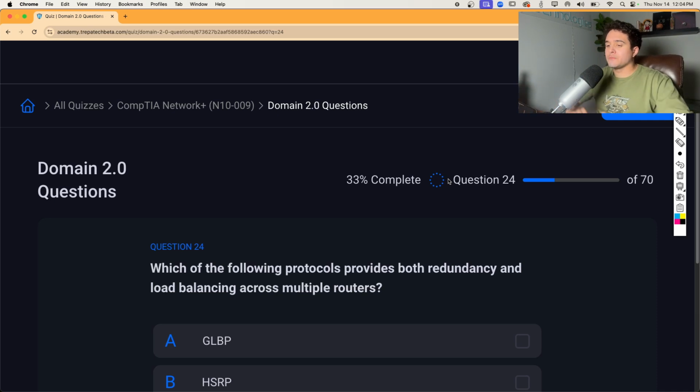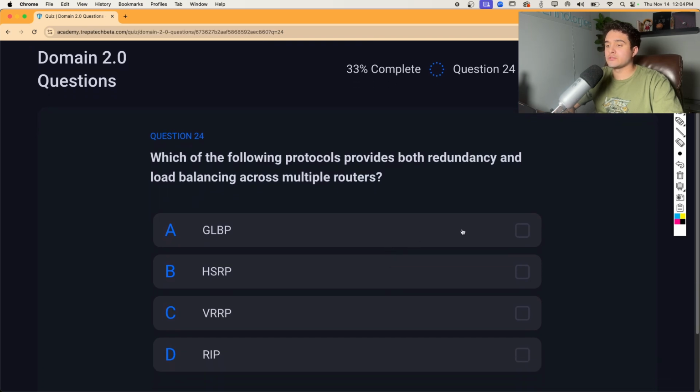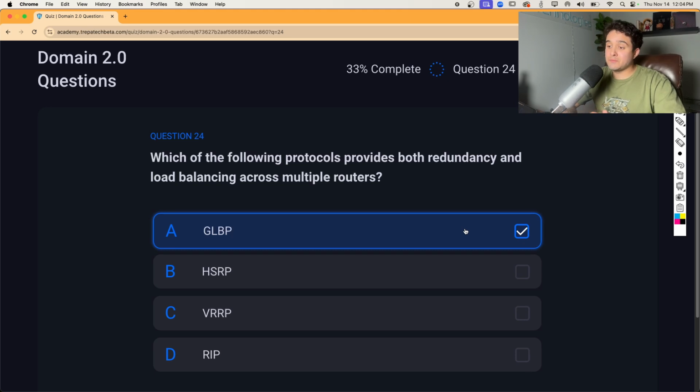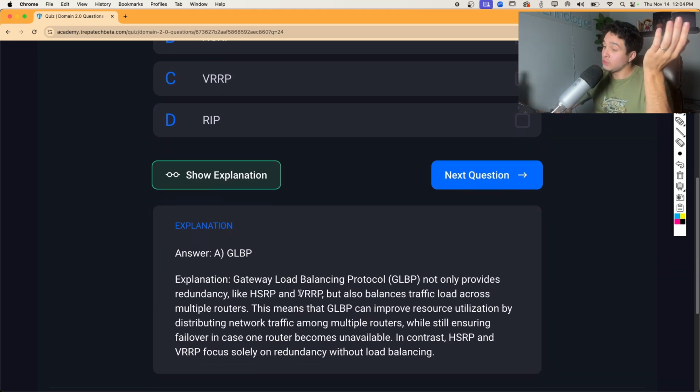Question 24. Which of the following protocols provides both redundancy and load balancing across multiple routers? So the only first hop redundancy protocol that does something other than just redundancy does load balancing. You don't have active virtual forwarding routers, but you can configure those to be load balancing 33%, 33%, 33%, right? It's going to be GLBP, the Gateway Load Balancing Protocol.